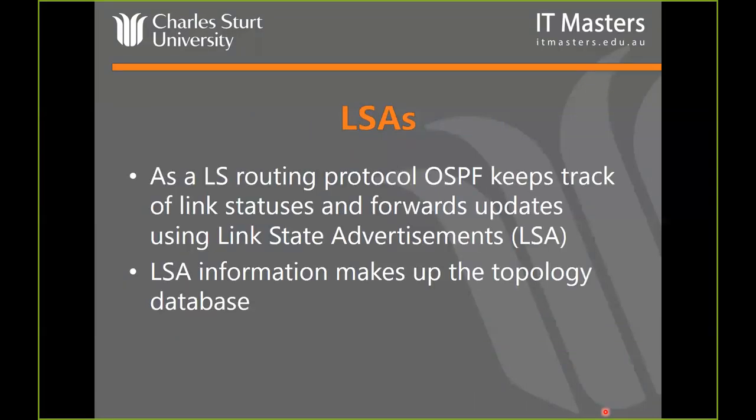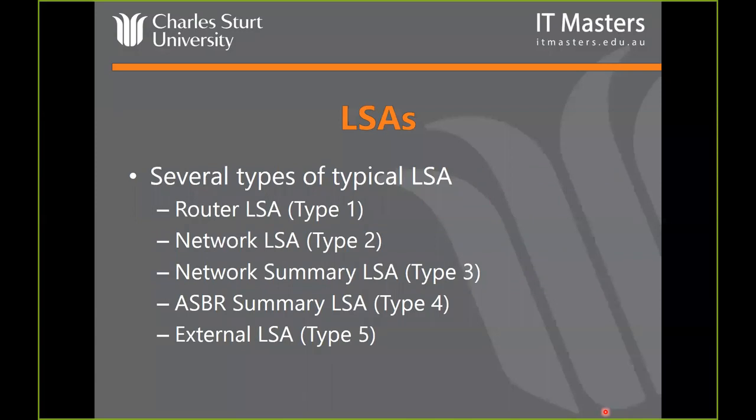Now, the link state advertisements are basically the way in which OSPF will keep track of all the statuses of the links and how they forward updates. And the information from these link state advertisements is what makes up that topological database. And there are several types, not all of which you have to really know that much about, but I provide them for reference to you. So there's a router LSA, which is type 1, a network LSA type 2, network summary type 3, an ASBR summary type 4, and external type 5. And they all come from different areas.